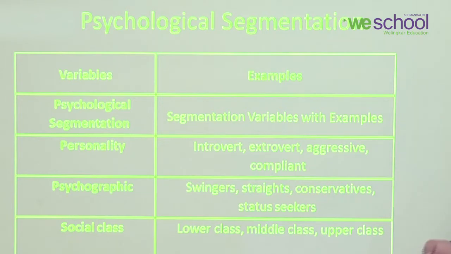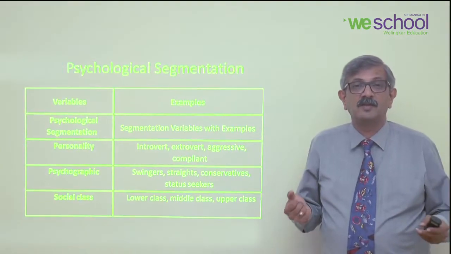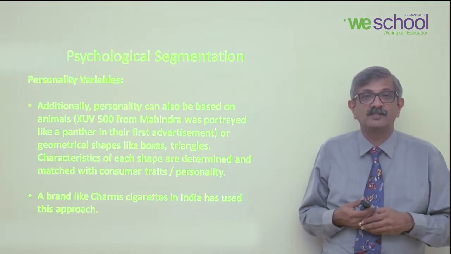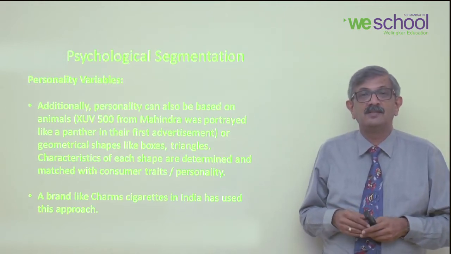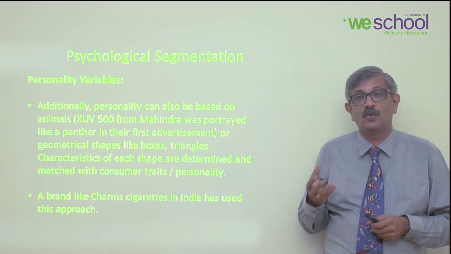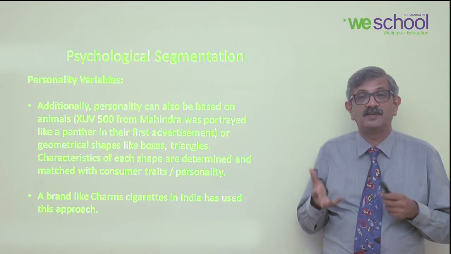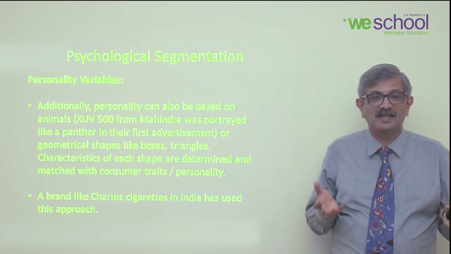And then social class: lower class, middle class, upper class, etc. On this also, segmentation has been done in the past successfully. We are continuing to understand that. Additionally, personality can also be based on animals, like the XUV 500 by Mahindra, which portrayed a panther in their first-ever advertisements, or on geographical shapes.